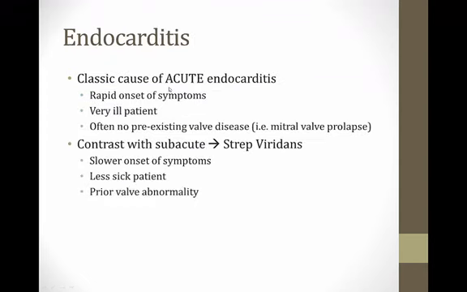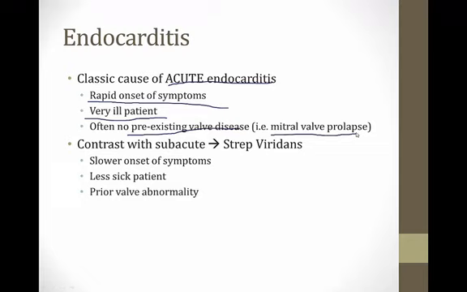Staph aureus is a classic cause of acute endocarditis. So by acute, I mean that there is a rapid onset of symptoms with a very ill patient. And Staph aureus is a virulent bug, so when it gets into the bloodstream, it often can cause disease in patients who have normal hearts, so they don't have any pre-existing valve disease like mitral valve prolapse.